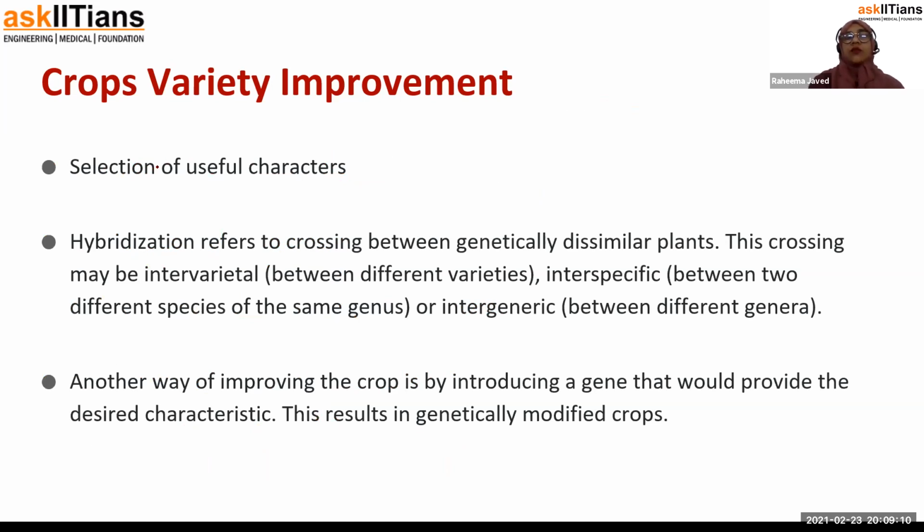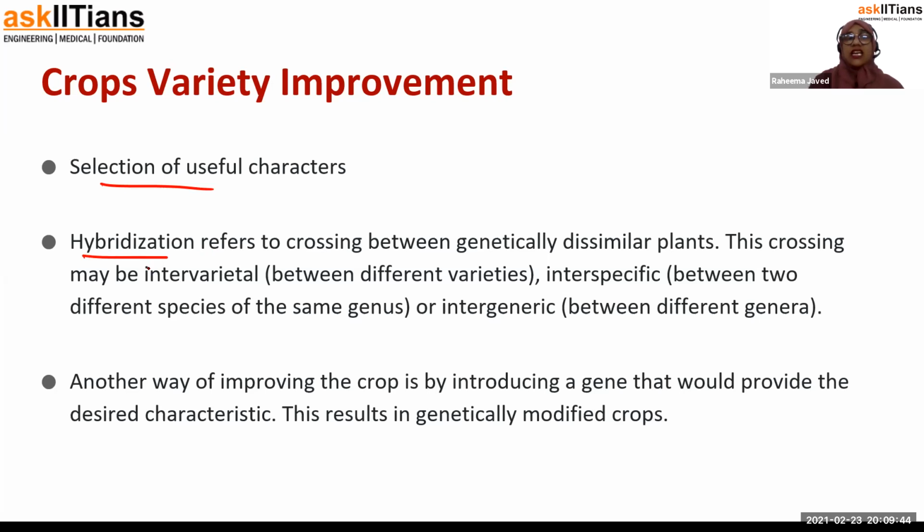Now, for improving the crop variety, we have to select the useful characters. The selection of useful characters are very important. So when a farmer is provided with the seeds, they should be of different varieties. They should be of different characters. They should be adaptable to the different environmental conditions, and they should also have some nutritional characteristics so that they are advantageous to the farmers.